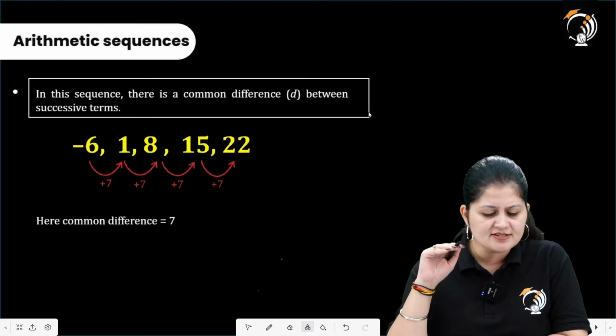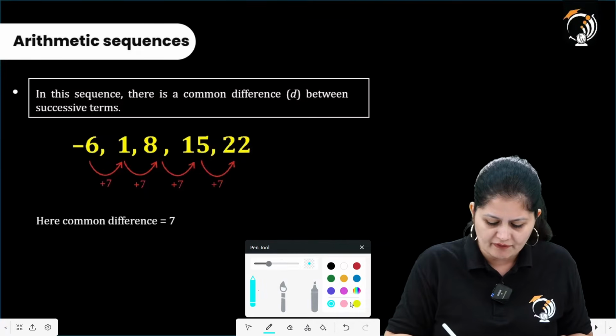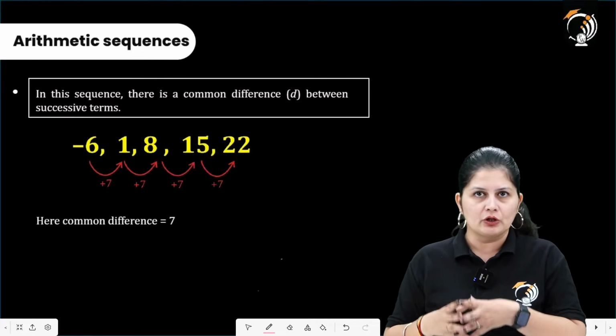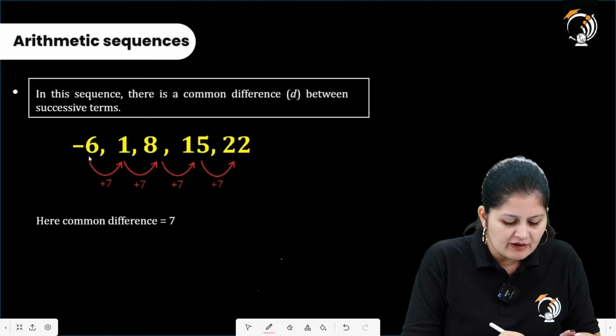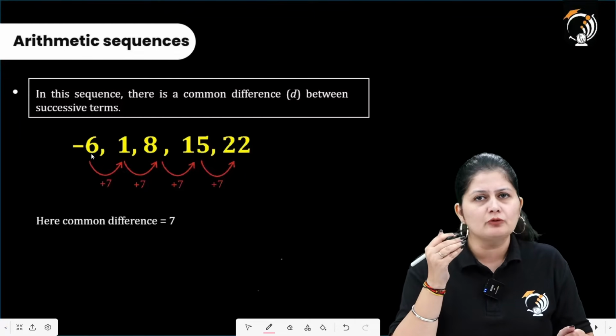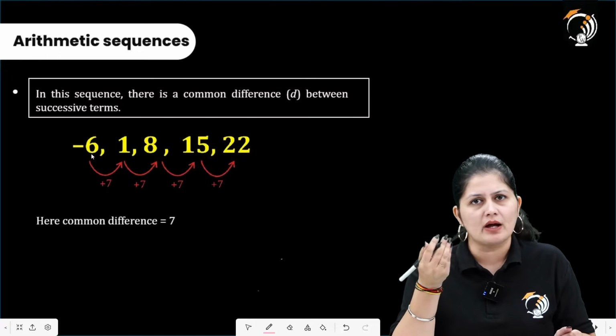Correct? So firstly, let's observe what the common difference is here. To get the common difference, we subtract two consecutive terms. Here, to go from -6 to 1, we need to add 7 to it.